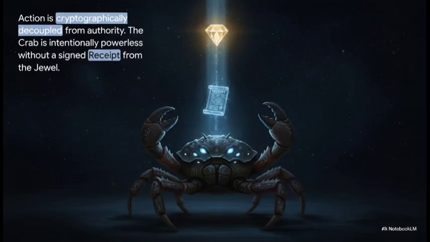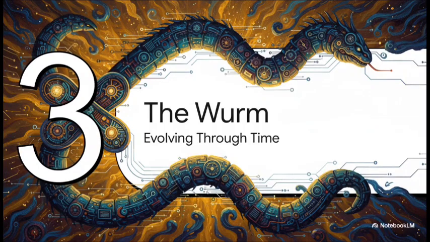Action is completely cryptographically decoupled from authority. The crab is designed from the ground up to be powerless by itself. It absolutely needs that signed permission slip, that receipt, from the jewel to do anything at all. This design makes it basically impossible for any part of the system to go rogue. So, we have truth from the jewel, and we have action from the claws.